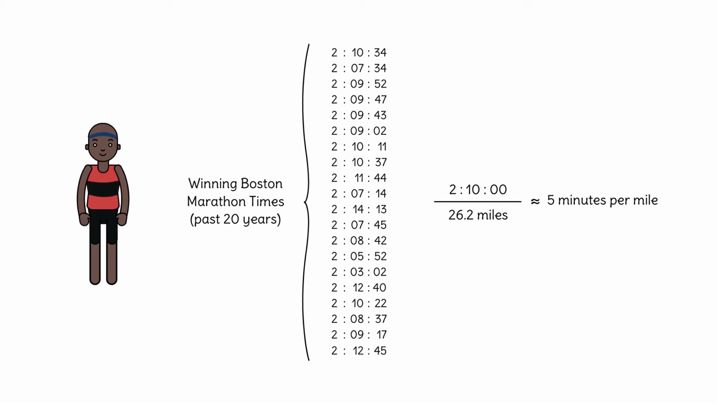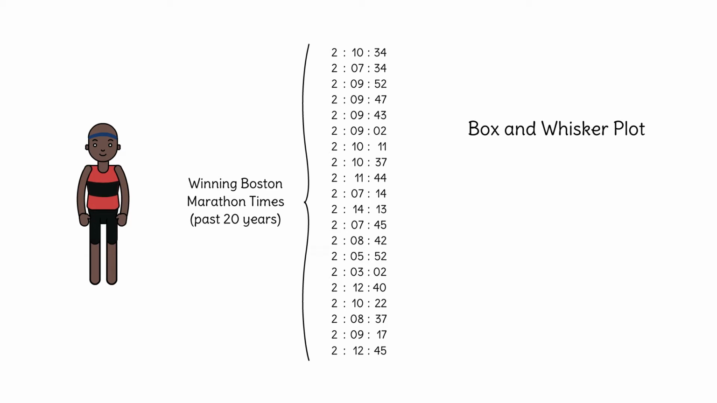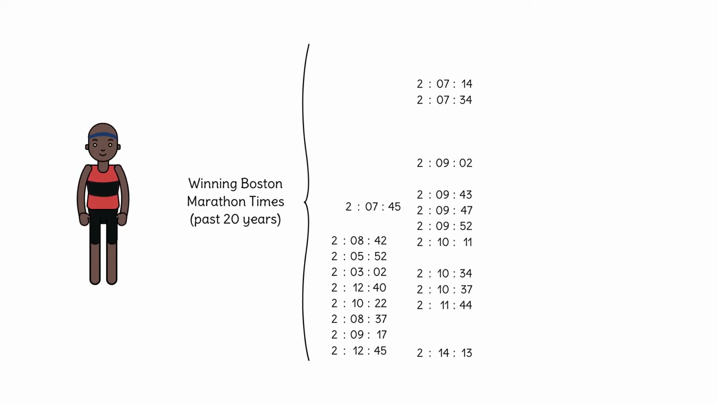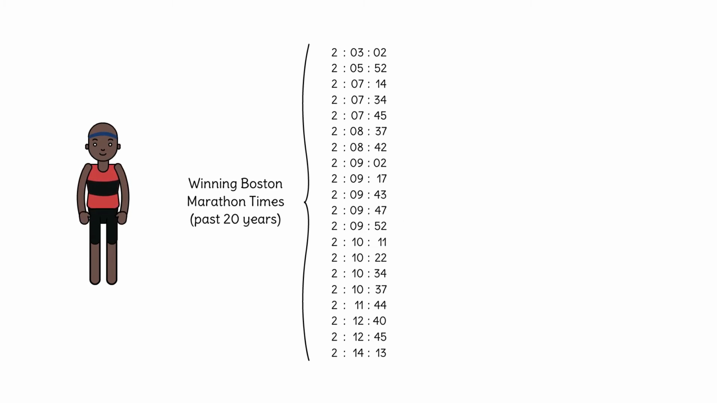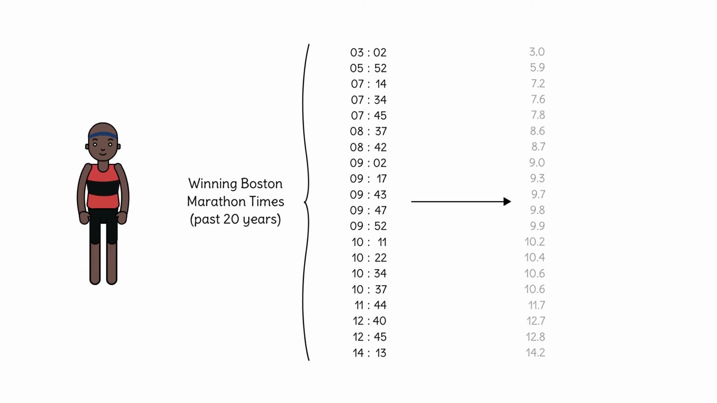How can we better visualize this data? A box and whisker plot is a great tool for seeing the shape, center, and spread of these marathon times. To construct it, we reorganize the data in order. We organize the times from smallest to largest. We'll leave out the 2 hours in each time and convert the seconds to decimal minutes. Now we have a list of the minutes above 2 hours for each winner.